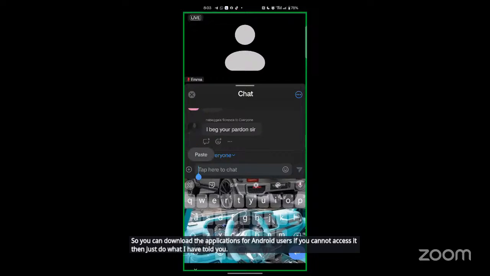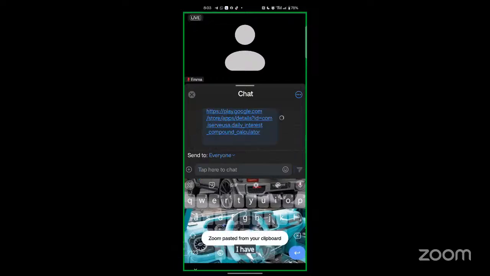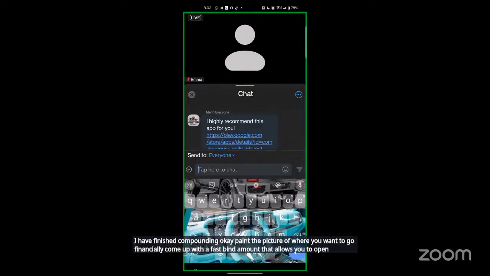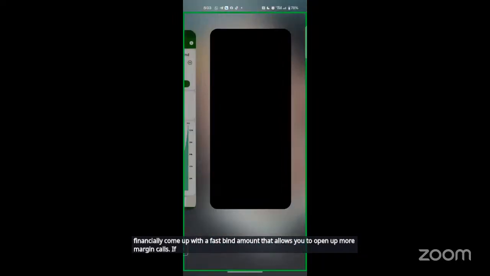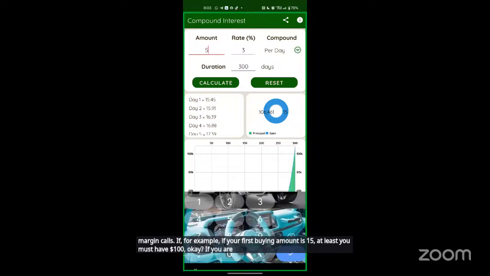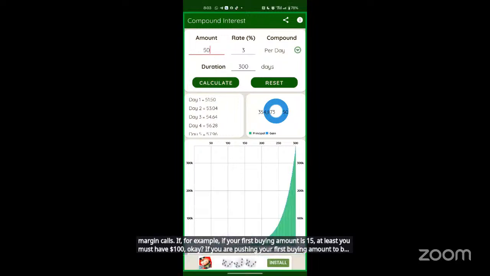So I have finished compounding. Okay, paint a picture of where you want to go financially. Come up with a first buying amount that allows you to open up more margin calls. If, for example, your first buying amount is 15, at least you must have $100. Okay. If you are pushing your first buying amount to be 50, at least you must have more capital.